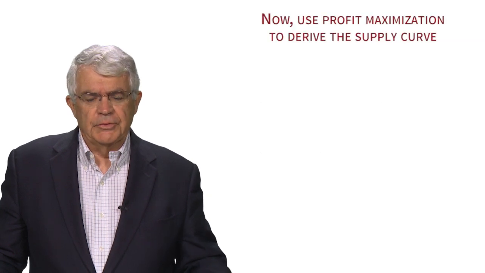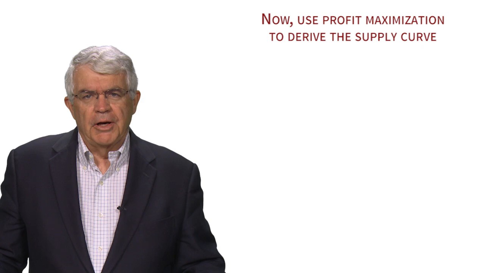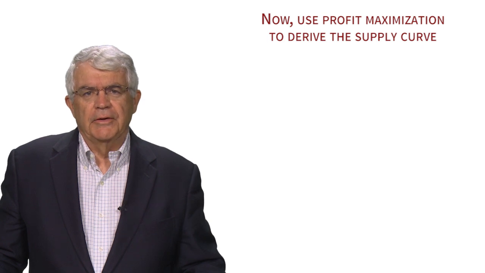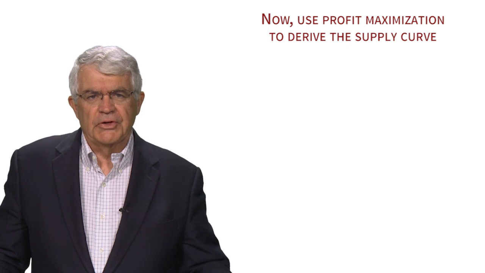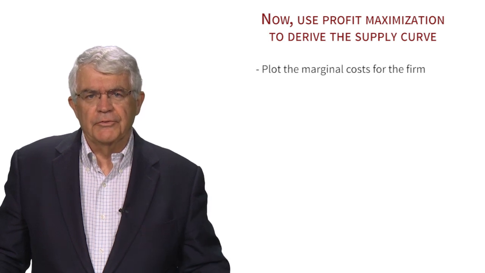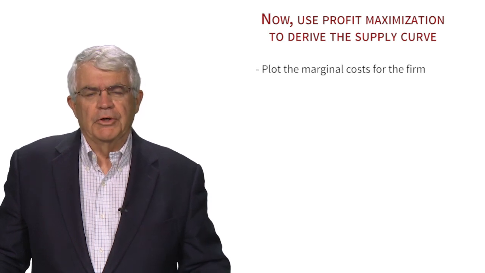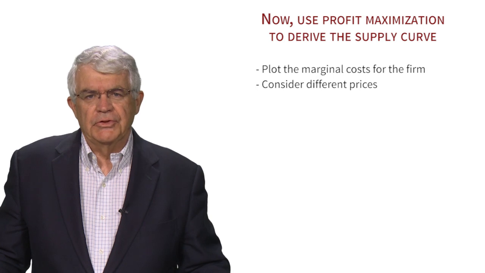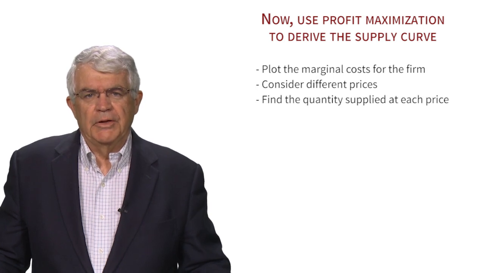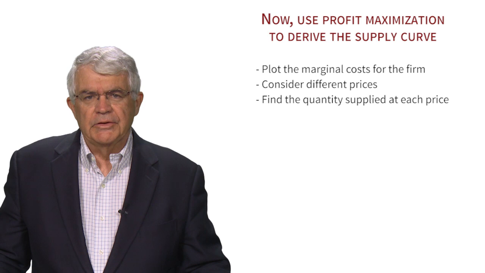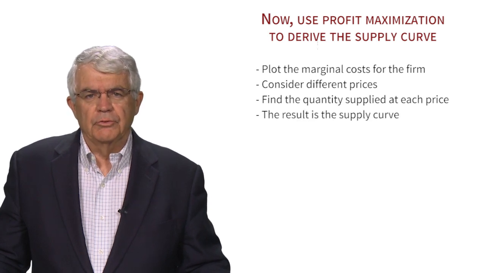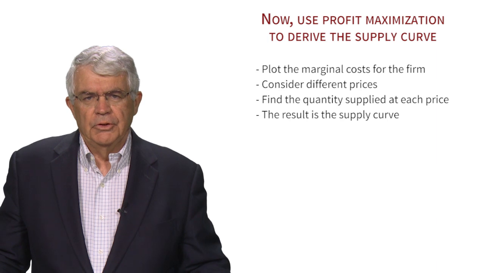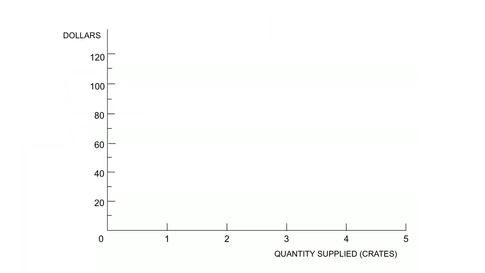Now, given all this put together, let's use our profit maximization idea to derive the supply curve. And to do this, we're going to go through a series of steps. First, we're going to plot the marginal cost for the firm. Then we're going to imagine the firm considers different prices. And then we're going to find the quantity supplied at each price. And then after all that, the result you'll see will be the supply curve. So let's look at a graph that illustrates this.